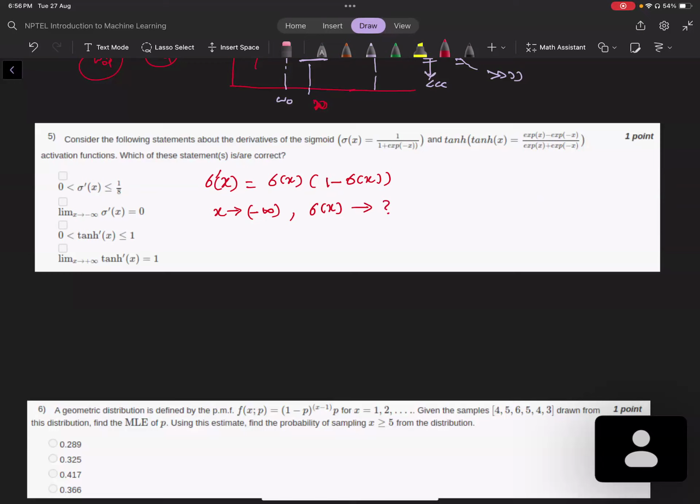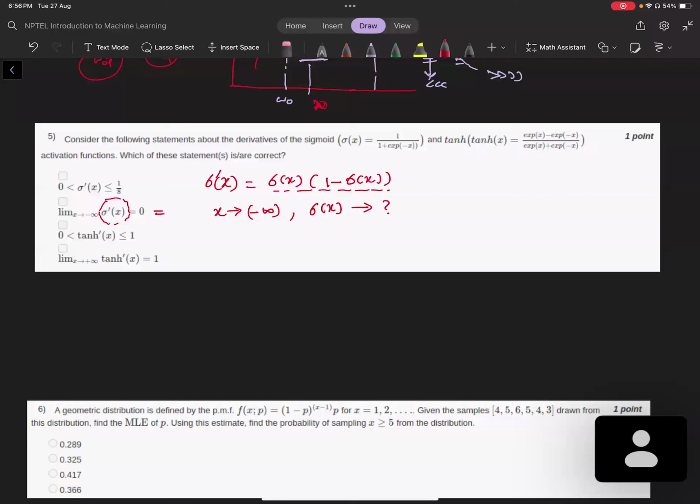So let's take option number B. If x tends to minus infinity, sigma of x will tend to. So we need to find the limit when x tends to minus infinity. What is the value of this sigma dash x? We know the sigma dash x is this. So we are finding x tends to minus infinity.